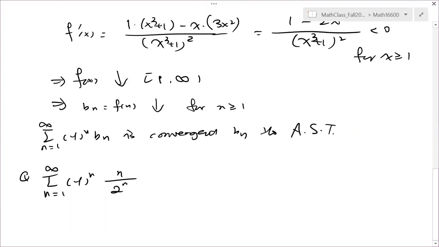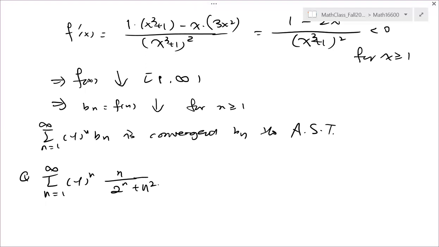If you want to use the alternating series test to prove it's convergent, you have to find a derivative, you have to figure out when the derivative is negative, right? It's complicated, you have to find a derivative. Sometimes I make a function more complicated. I can even put n squared here and I just make it more complicated for you to figure out if I don't want you to use the alternating series test.